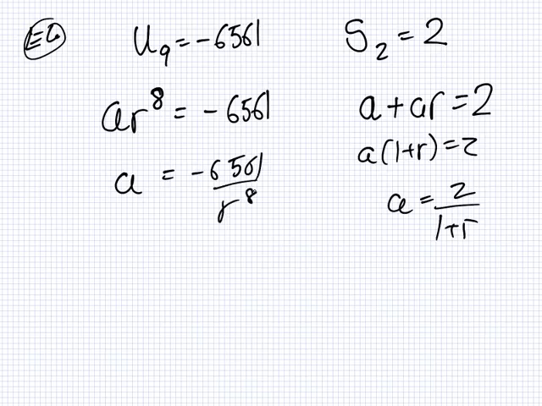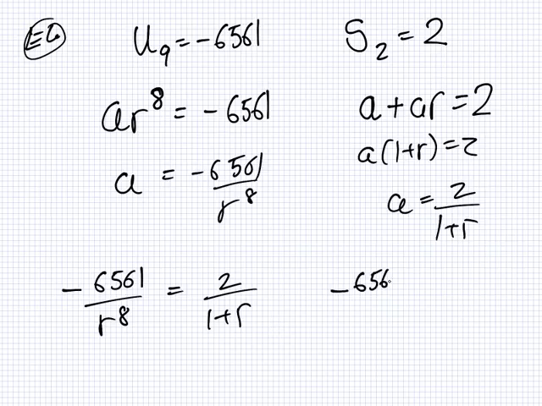You don't have to really substitute. You could just say they're both equal. So now we get minus 6561 over r^8 equals 2 over 1 plus r. Or you can say minus 6561 over 2 equals r^8 over 1 plus r. Now I'll give you a minute to write that down, because in the next part I'm going to find r, so I want your full attention then.